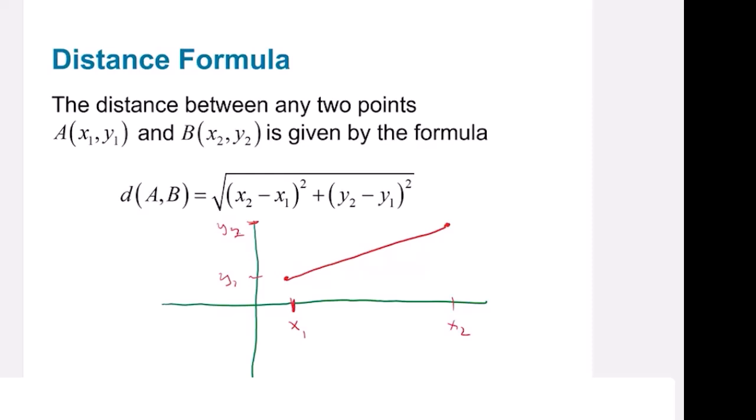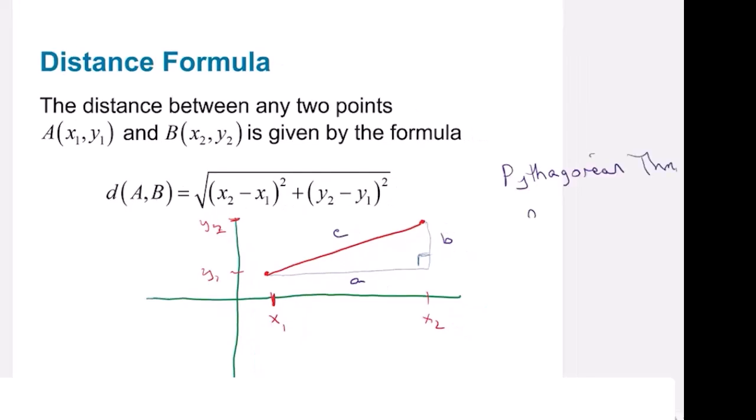So again, I'm going to make a triangle and I'm going to connect these points. And if I want to know the length of that red line, I just made a right triangle. And since I made a right triangle, if I call this A and I call this B and I call this C, most of you have heard this before. This is just the Pythagorean theorem. Remember, the Pythagorean theorem says I have a squared plus b squared equals c squared.